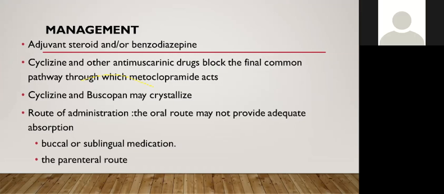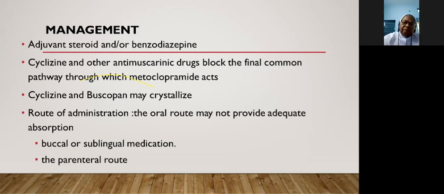So some principles of management. I hope that is clear now. And if you had more time, I would have put some MCQs in between so that you'd be able to answer that. But that's a general idea of how to manage. The other thing to remember is, as I mentioned, steroids and benzos have a role in intractable nausea and vomiting. So not as a first-line antiemetic, but when there's intractable nausea and vomiting, you can use steroids and benzos. The thing to remember is cyclizine and other anti-muscarinic drugs. So drugs like hyoscine butylbromide, Buscopan, and cyclizine are anti-muscarinics that will block the final common pathway through which metoclopramide acts.